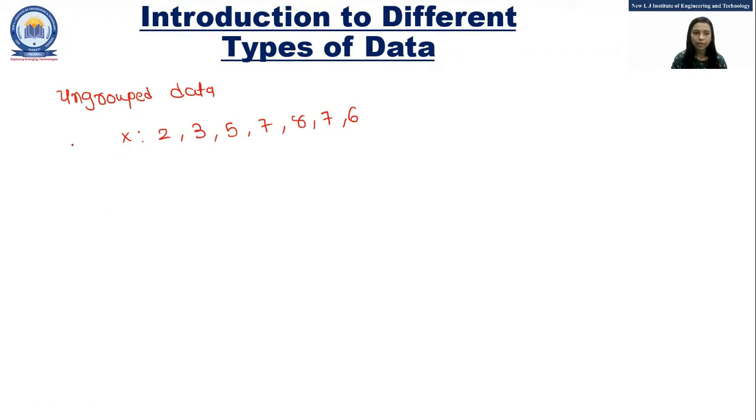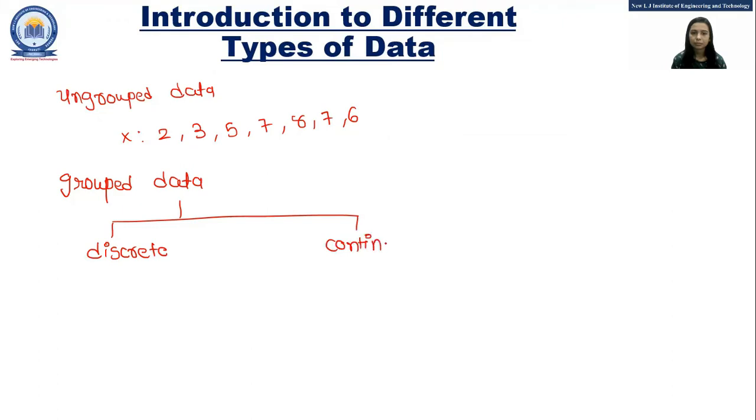Now, what is grouped data? Grouped data is further divided into discrete series and continuous series. In a discrete series, you have observations and the frequency of observations. Like observations are 2, 3, 4, 5, and suppose 2 occurs 5 times, so the frequency of 2 is 5, 3 is 4 times, so that is 4, 4 is 2 times, so that is 2, 5 is 1 time, so the frequency of that is 1.